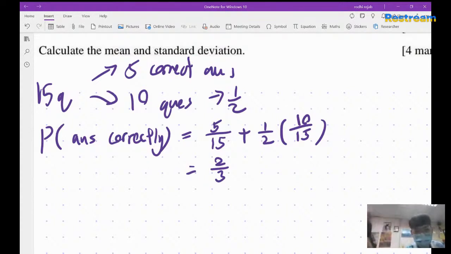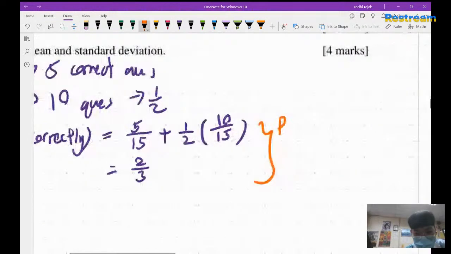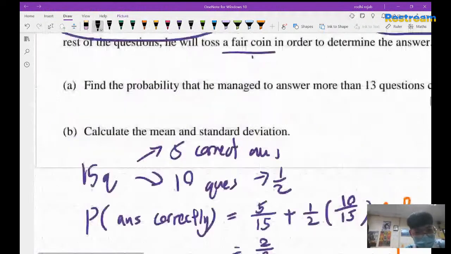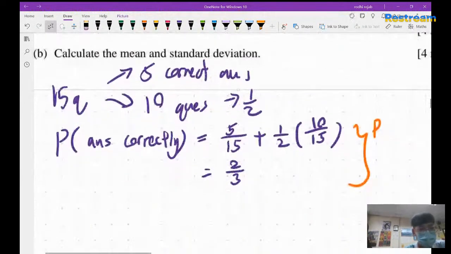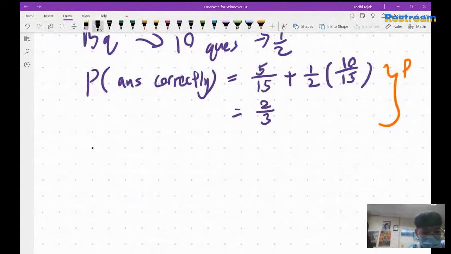So this is basically the probability of getting one question correct. Once you get this probability, the rest of it is just a normal binomial question. So now we write X. The total number of questions is 15, and the probability of getting one question correct is 2/3.